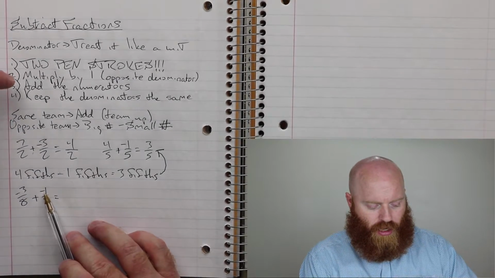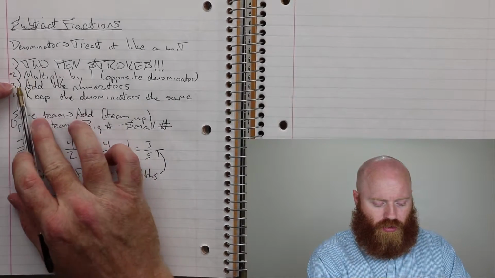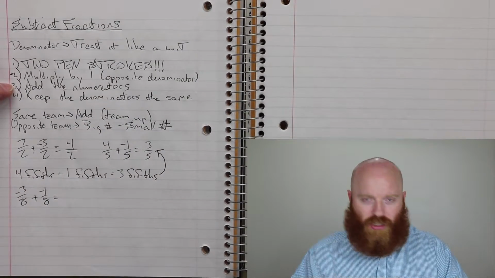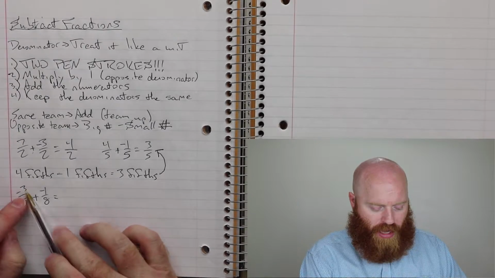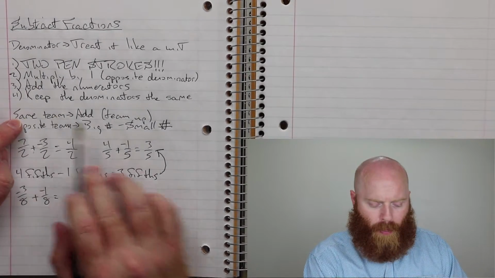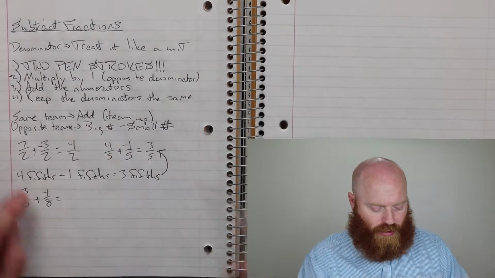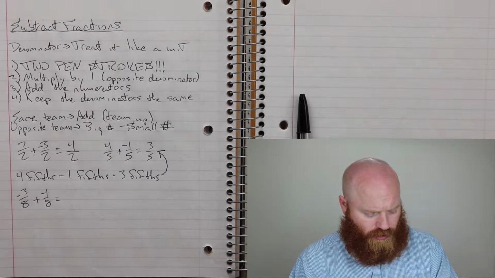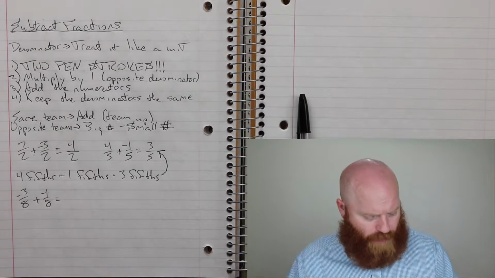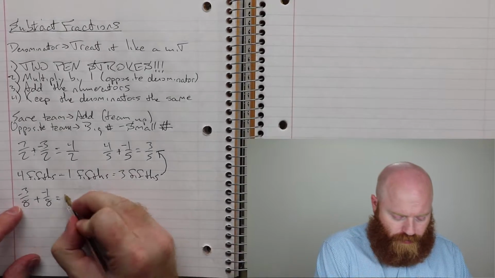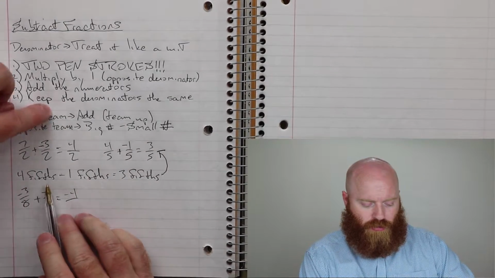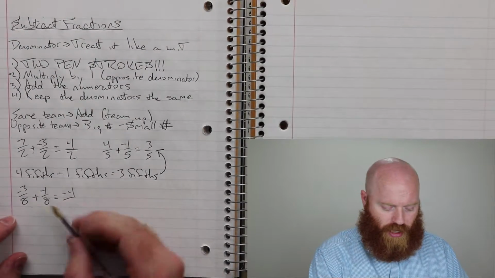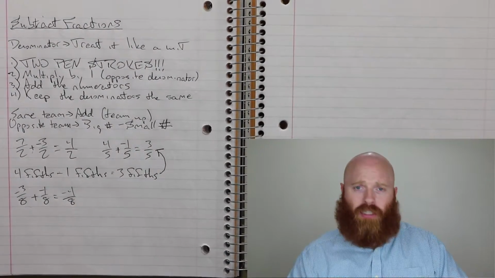2 pen strokes. Add common denominators, so skip number 2. Go to number 3, add the numerators. 3 bad guys plus 1 bad guy. Different this time. When you have bad guys plus bad guys that are on the same team, they're going to team up, so you need to add them together. If I got 3 bad guys and 1 bad guy, I now have 4 bad guys. So when they're on the same team, you just add them up. And then step number 4, keep the denominator the same, 8, 8, 8. Negative 4/8 is the answer.